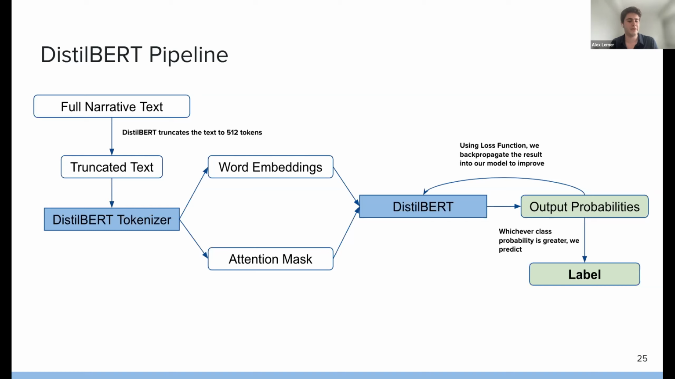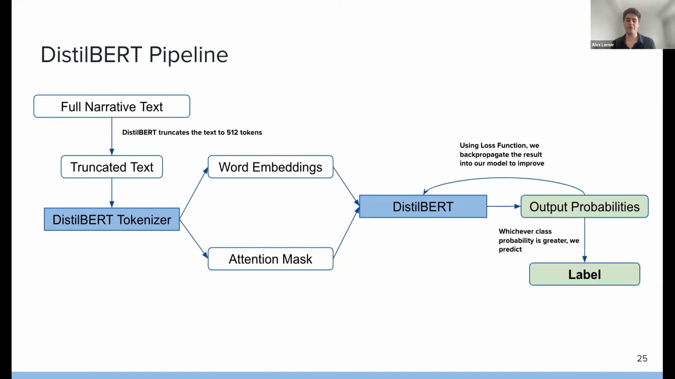It takes that truncated text and feeds it into a tokenizer. It outputs word embeddings and an attention mask. What the attention mask does is, let's say the text you gave it isn't 512 words long. It'll pad it with little tokens that say pad, and it'll tell you which words to look at. Finally, those get fed into the model.